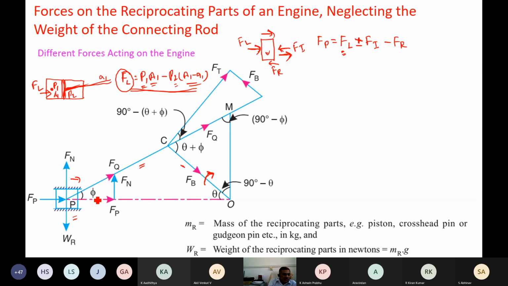So now the net force acting on the piston towards right is Fp. Fp is the net force acting on the piston. FL is the gas force. Fi is the inertia force. Ff is the friction force, in the opposite direction. So the net force Fp is acting in this direction. Okay. So now, how to calculate Fi?